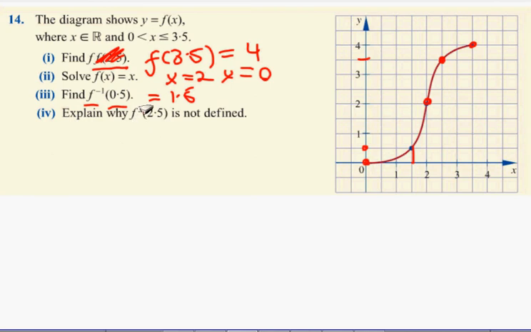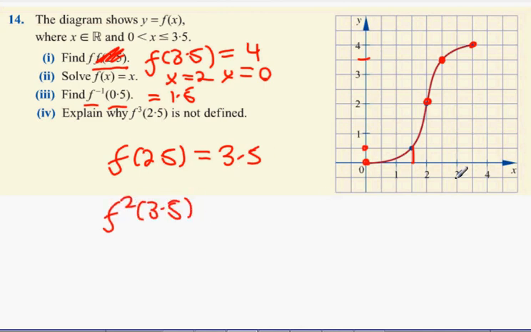Now this one's difficult, okay? Explain why f three times, doing f of 2.5, is not defined. Well, when we do it once, what's the answer? 3.5. That's f1. When we do it twice, f of 3.5 is 4. And when we do it a third time, we're basically getting f of 4. And f of 4 hasn't got a value. It's not defined. The explanation is that f of 4 is too big. You can't find what it is, so the graph doesn't go that far. Okay?